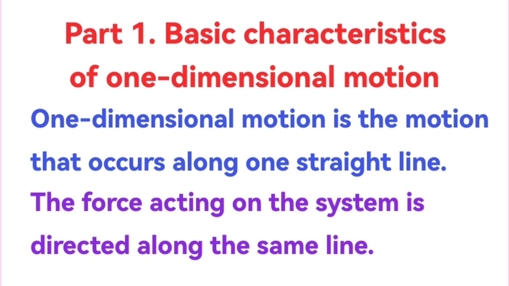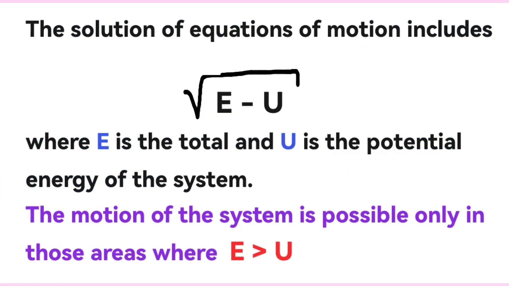The force acting on the system is directed along the same line along which the system moves. The solution of equations of motion includes the square root of the difference between the total and potential energy of the system. Since the expression under the square root must not be negative, the total energy of the system must be greater than the potential energy. So the motion of the system is possible only in those areas where its total energy is greater than its potential energy.